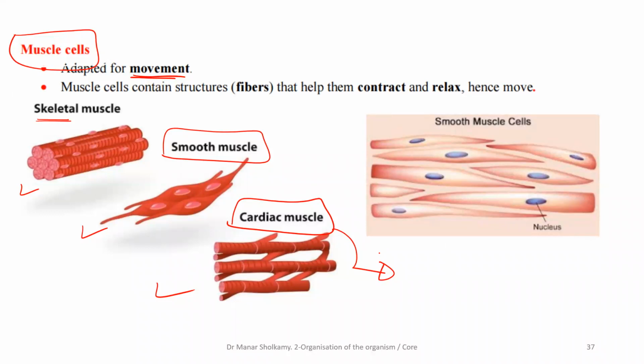Okay, so muscle cells, how are they specialized? They have lots of protein fibers. These protein fibers help them contract and relax and help them move.